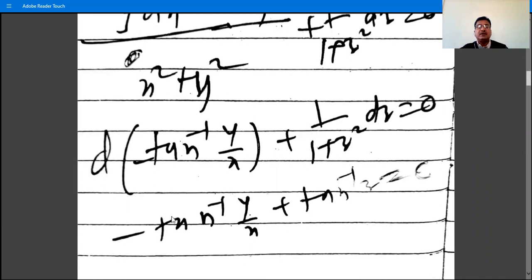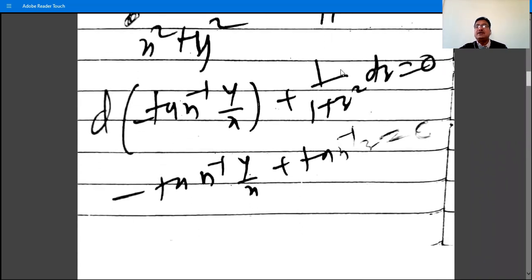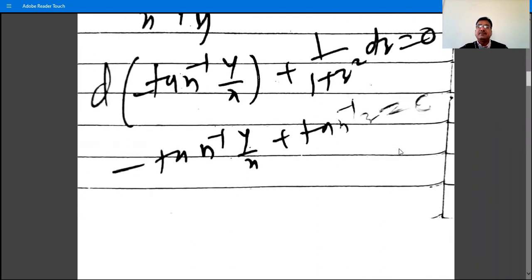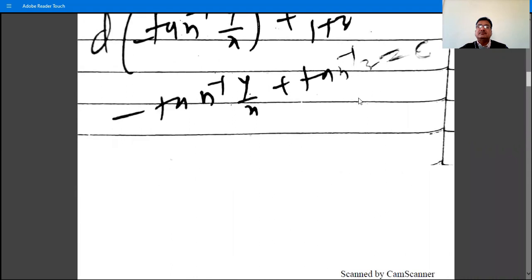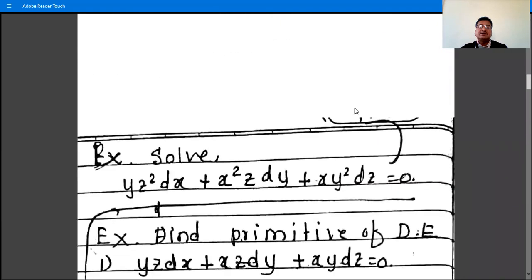Now write the integration. After integration we have minus tan inverse y by x plus tan inverse z, since the integration of 1 by 1 plus z square is tan inverse z, is equal to a constant. So we have the general solution.